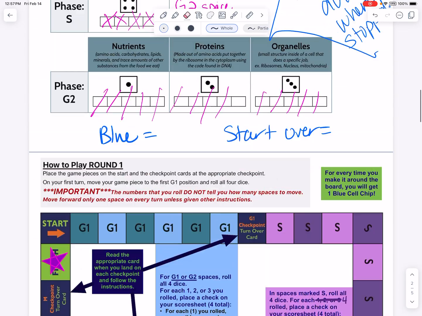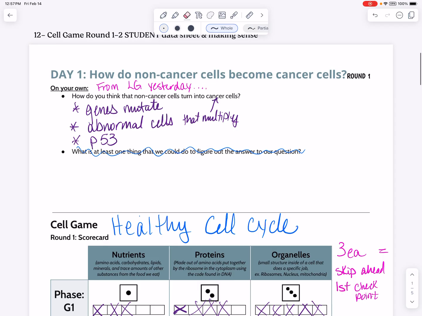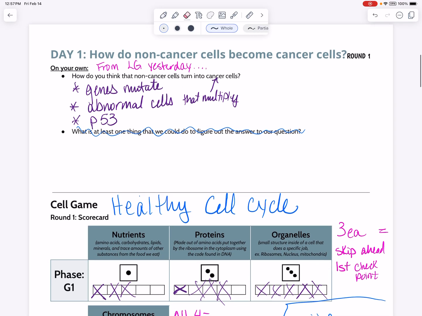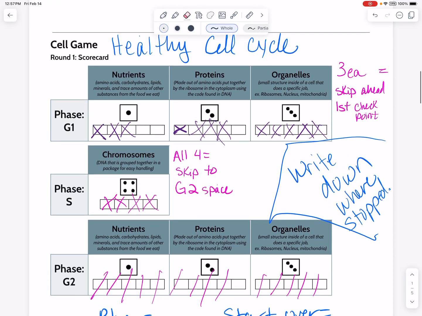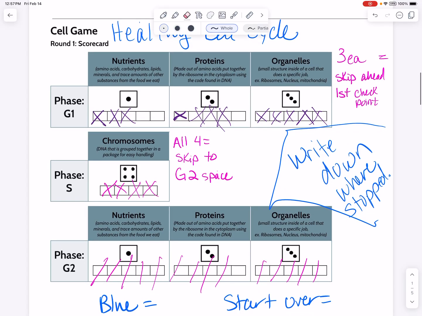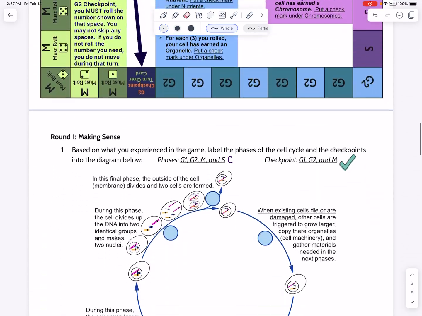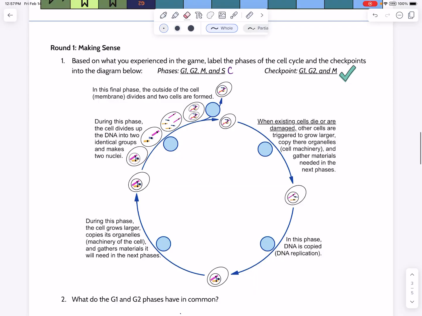So if you look, this is our notes from how do non-cancer cells become cancer cells. And so we had already known that genes mutate, abnormal cells multiply, and we played a game with the healthy cell cycle, and we skipped some of these notes. So I wanted to go back and help you out with these.